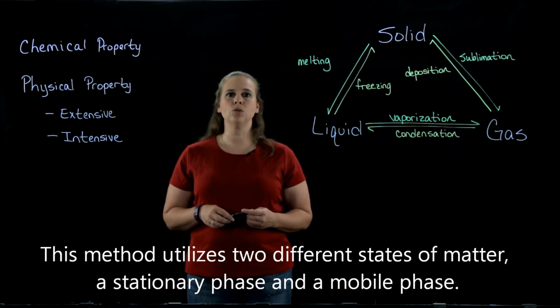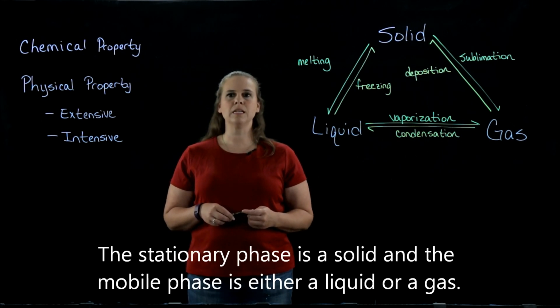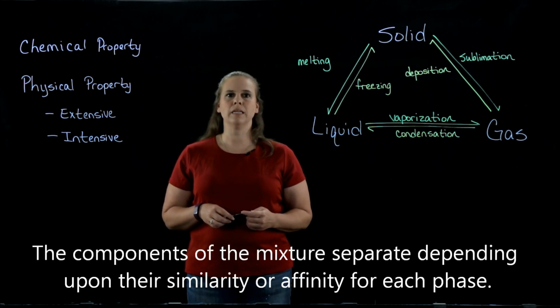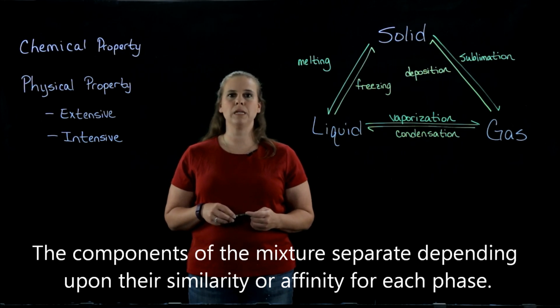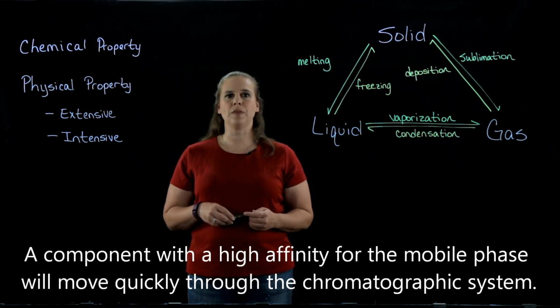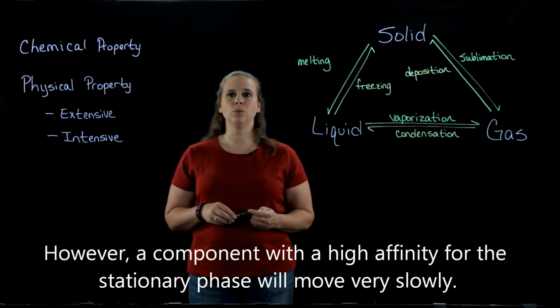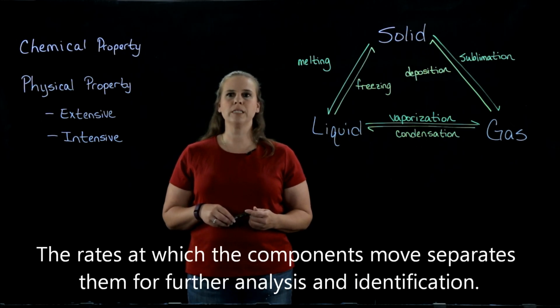This method utilizes two different states of matter, a stationary phase and a mobile phase. The stationary phase is a solid and the mobile phase is either a liquid or a gas. The components of the mixture separate depending upon their similarity or affinity for each phase. A component with a high affinity for the mobile phase will move quickly through the chromatographic system. However, a component with a high affinity for the stationary phase will move very slowly. The rates at which the components move separates them for further analysis and identification.